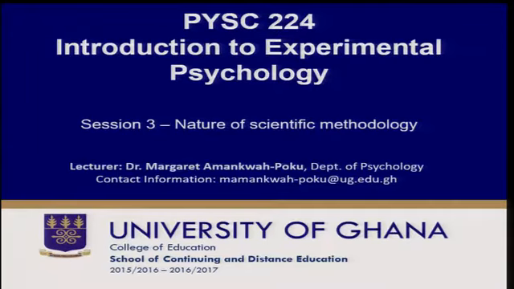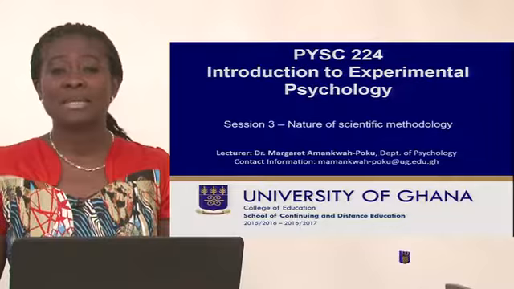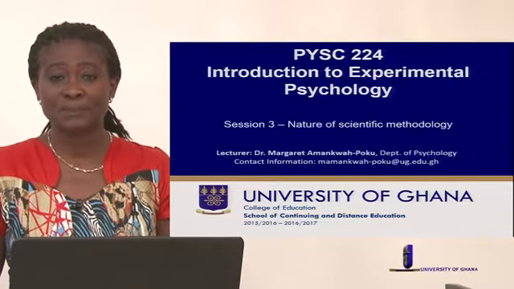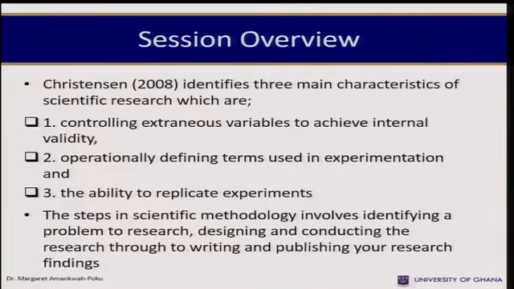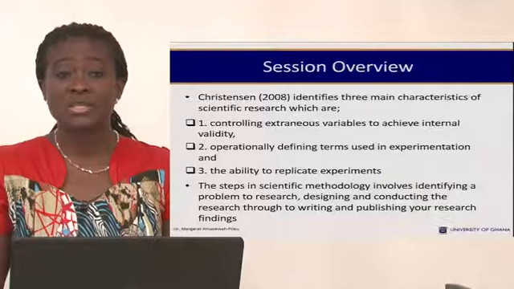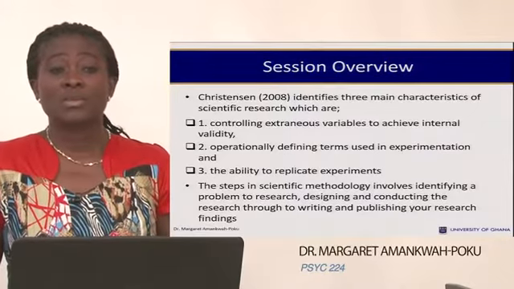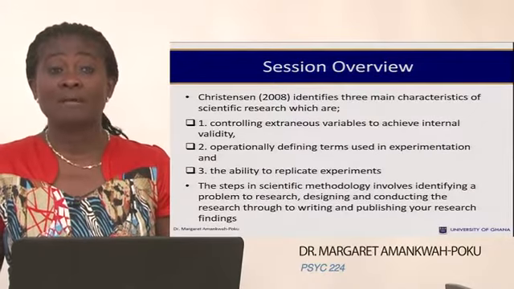Welcome to Section 3 of Experimental Psychology, Psych 224. In this session, I'll talk about the nature of scientific methodology. So Christensen identifies three main characteristics of scientific research. He talks about control, he talks about operational definition, and he also talks about replication in research or experimentation. So that is what this session will cover.